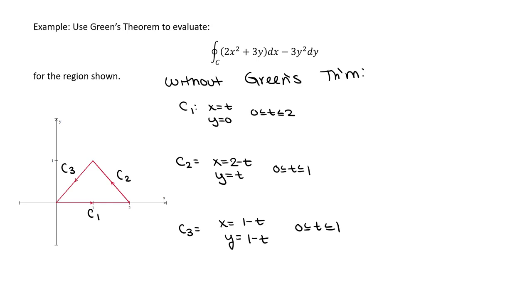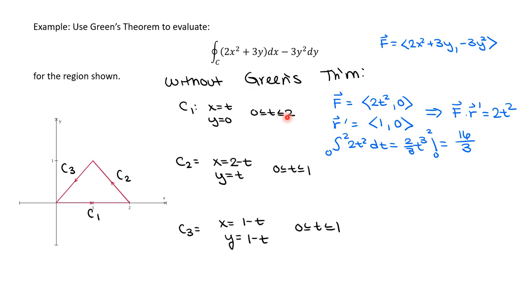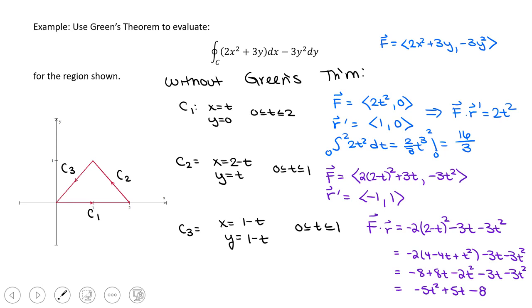How would we do this without Green's theorem as a line integral? We'd have to come up with parametric equations for all 3 of these pathways. And then we'd have to write our vector field in terms of t for each path. So we'd plug in our x and y into our vector field. We'd find the r prime, F dot r prime. We'd integrate that over our parameter from 0 to 2. And we'd have to do that for each one of these paths. And it barely even fits on my slide. We'd have to come up with our integrals for each one of these paths.